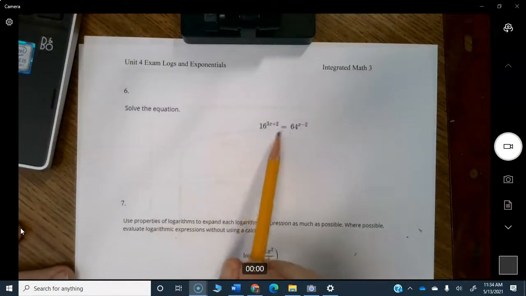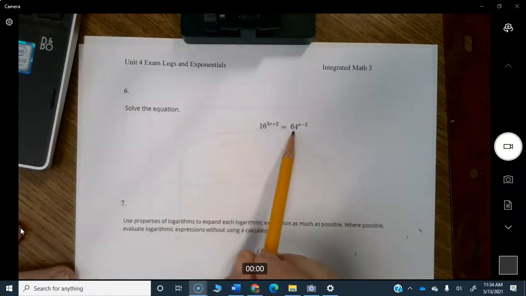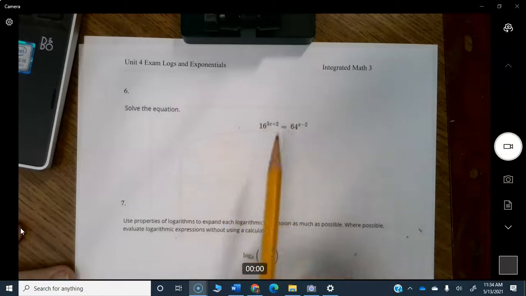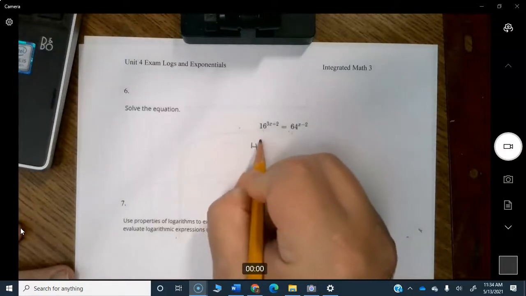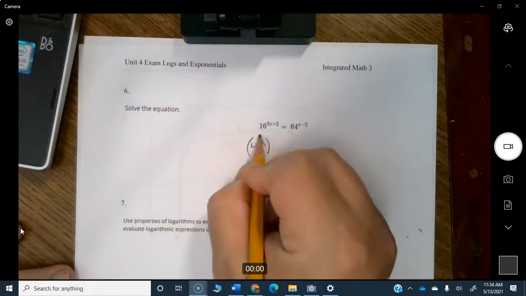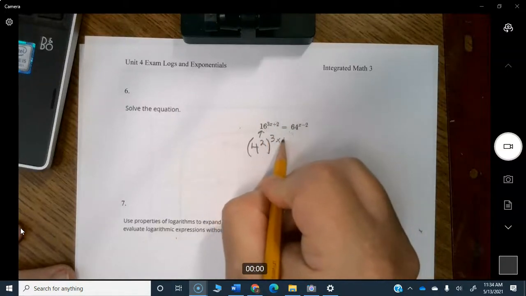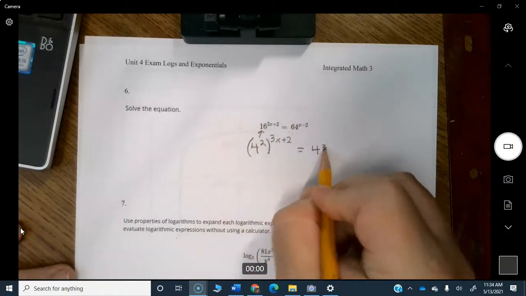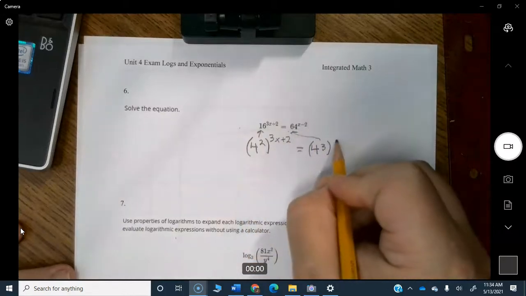So there's a common base here. 4 times 4 is 16, and 4 times 4 times 4 is 64. Again, if you didn't recognize that, you can just put a log there, bring the exponents out in front and do it that way. But I'm going to do it the common base method. So 16 is equal to 4 squared. So I'm going to put that in parentheses, and that simply equals 16. You still have the 3x plus 2 out there, so you have to write that. Now that equals 64. That equals 4 to the third. Put that in parentheses, so that equals 64. And then you have x minus 2 out here.